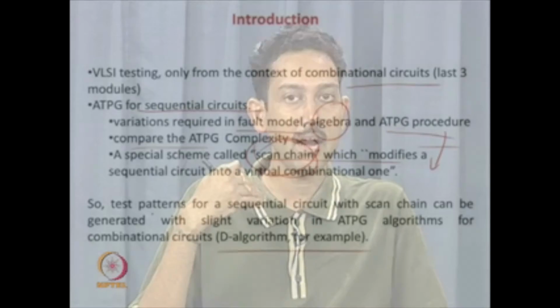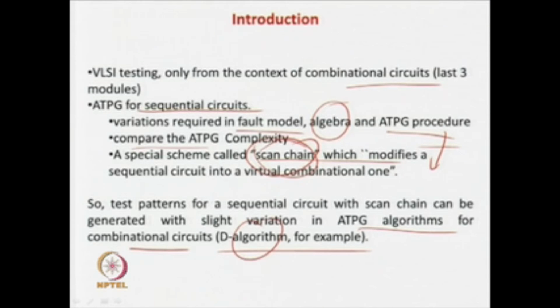So, the basic motivation of these 3 or 4 lectures on sequential ATPG is that we will first study the complexity of ATPG for sequential circuits compared to combinational circuits, and then convert the sequential circuits to virtual combinational ones using scan chain, so that ATPG algorithms for combinational circuits, like the D algorithm, can be applied to sequential circuits with a variation. That is the basic agenda of our 3 or 4 lectures on sequential circuit testing in this course.